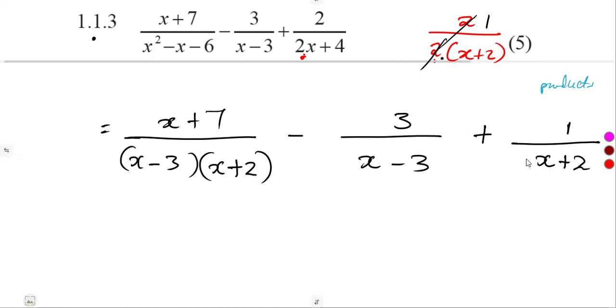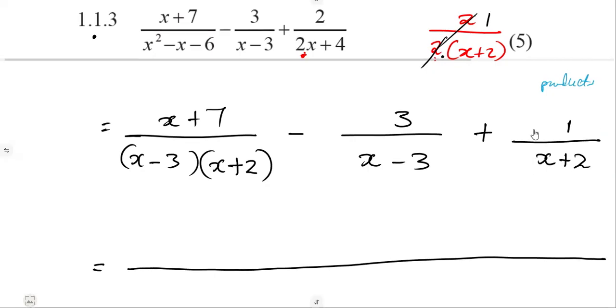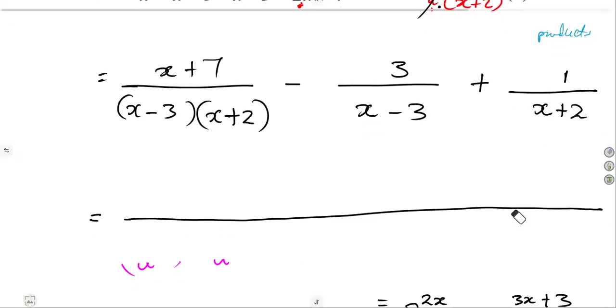With this, we are not going to have anything complicated. Our LCD, remember, for addition and subtraction, you keep the LCD. You do not multiply by it. You keep it throughout up to the last stage of your question. All right, so let us find the LCM.